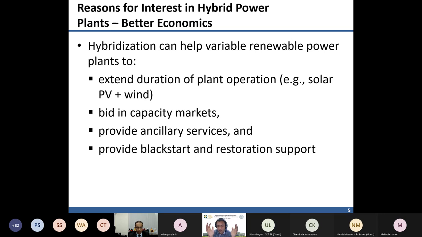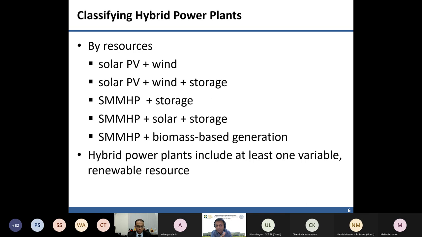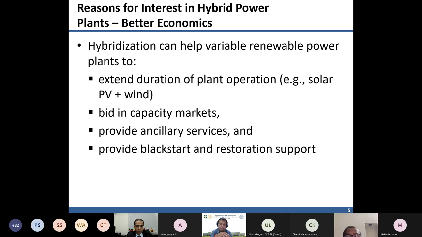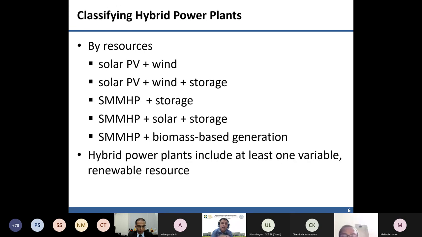And finally, if you talk about grid restoration and emergency support services, even those can be provided because you have a hybrid plant. So if you talk about black start or grid restoration support, that also becomes possible. So these are the various reasons why there is an increasing interest in hybridization with power plants.